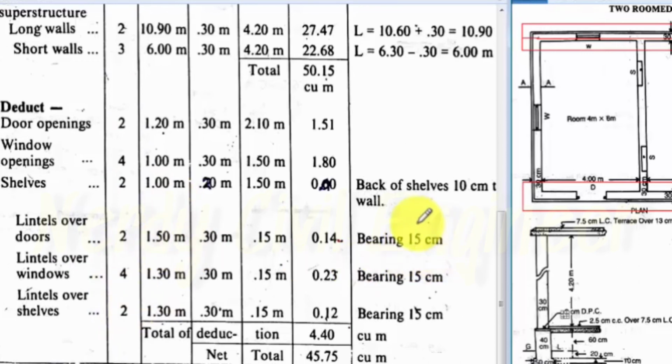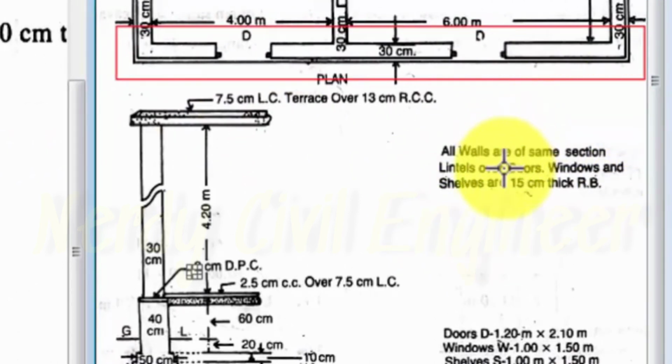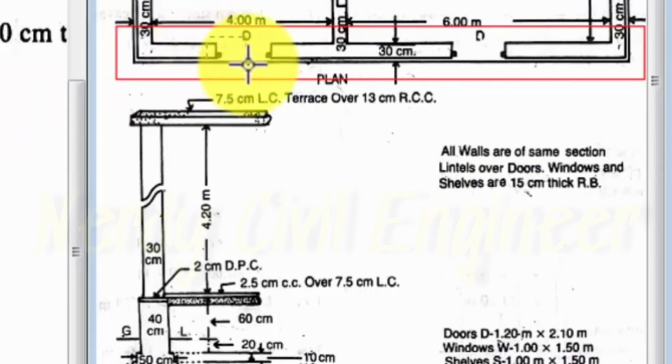It is mentioned in the question itself that there is a bearing of 15 centimeter. You can see here all the walls are of the same section. Lintels over our doors, windows, and shelves are 15 centimeter thick RB, that is, RB means reinforced beam. Because the lintels will be provided in the openings, that means in the doors, windows, or shelves, we have to add 15 centimeter bearing on both sides in all the openings.